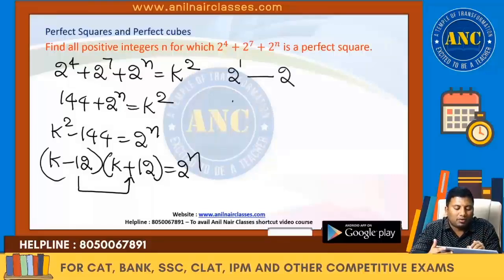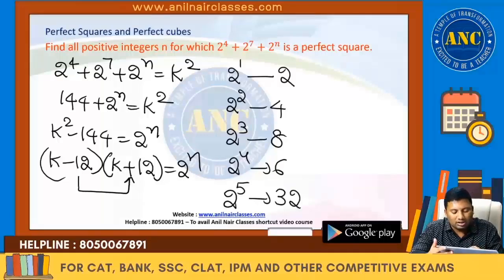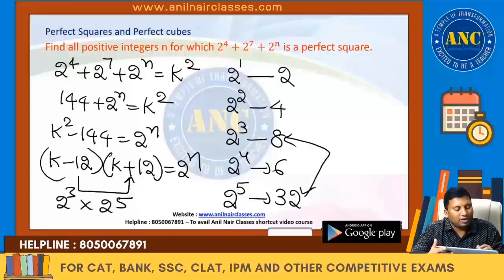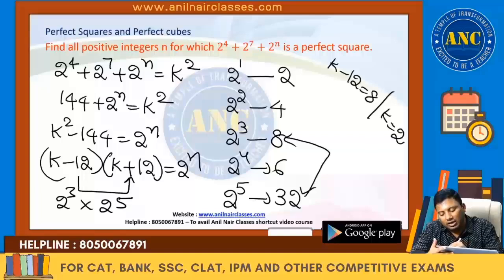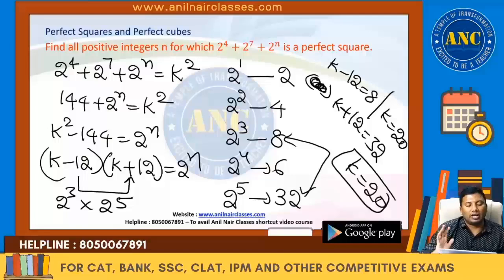24. 2 power 1 is 2. 2 square is 4. 2 cube is 8. 2 power 4 is 16. 2 power 5 is 32. What is 32 minus 8? 24 I am getting. Are you all with me? So this can be 2 cube and this can be 2 power 5. So k minus 12 can be 8. That means k value 20, or k plus 12 is 32, k value 20. There also in the previous case we got k value 20. I hope it is clear.